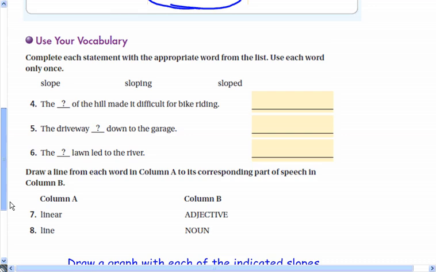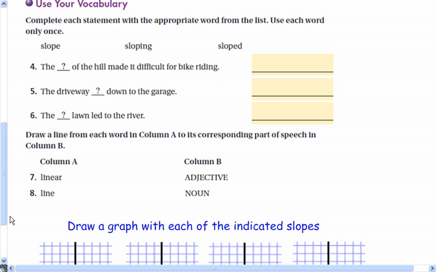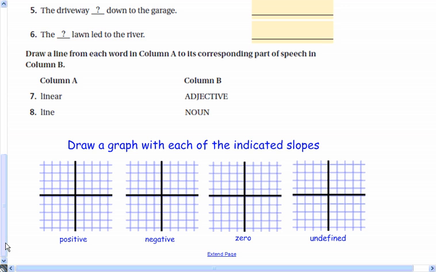I think I'm going to skip this vocabulary. That doesn't seem very important. But this is a good review right here. Draw a graph with each of the indicated slopes.